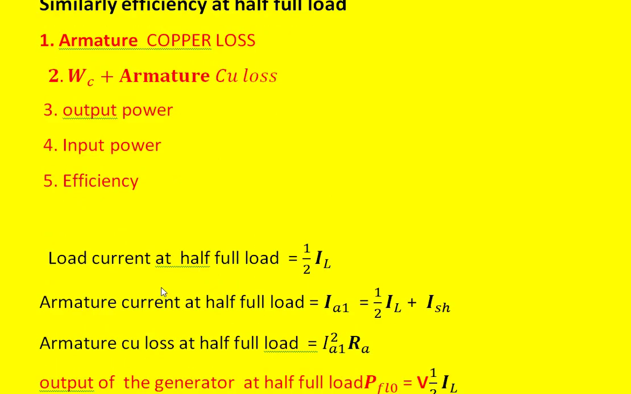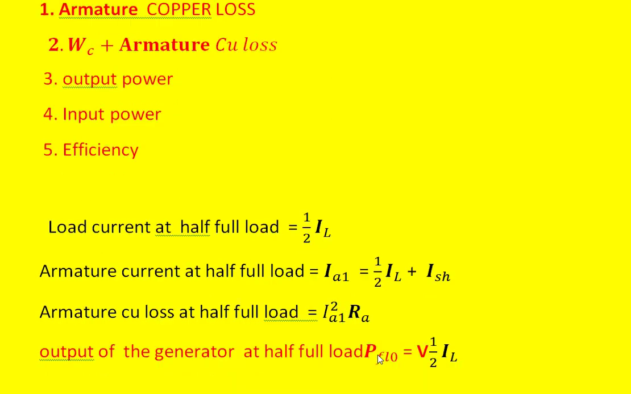So now let us apply this procedure for this generator operating at half full load. The full load current is IL, so half full load means half IL. The armature current at half full load, which we take as Ia1, can be calculated as half IL plus Ish. Then the armature copper loss at half full load is Ia1 whole square into Ra, where Ra is the armature resistance of the generator.